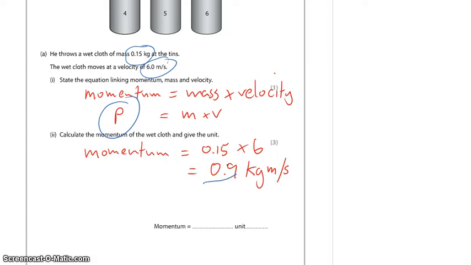Next you have to worry about the units. If you're not sure what the units are, look at the two things you're multiplying together. We're multiplying kilograms and we're multiplying that by velocity, meters per second, so the combined unit is kilogram meter per second.